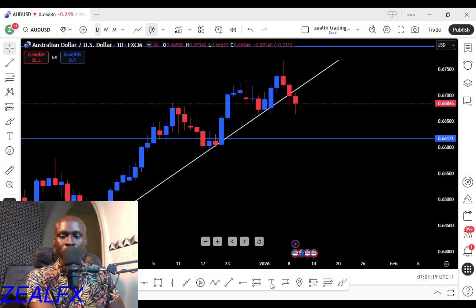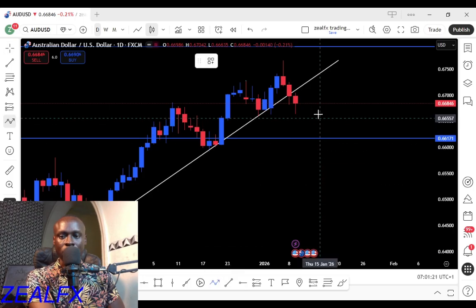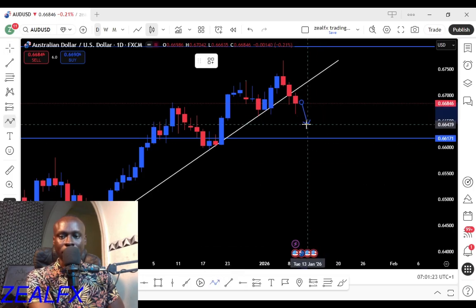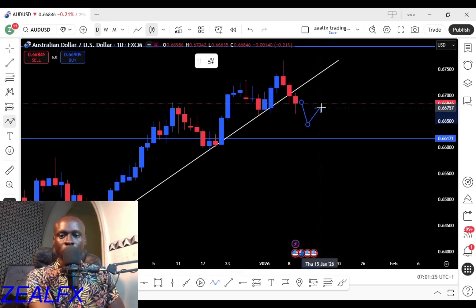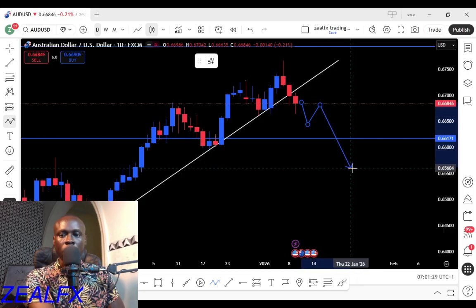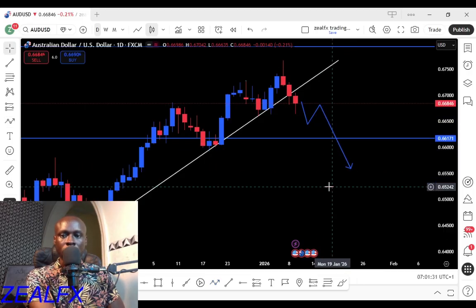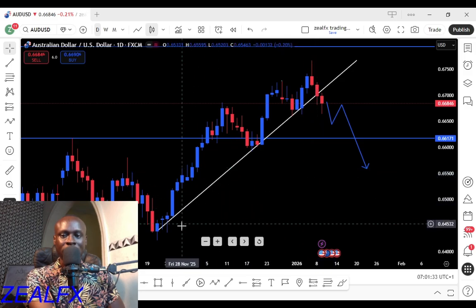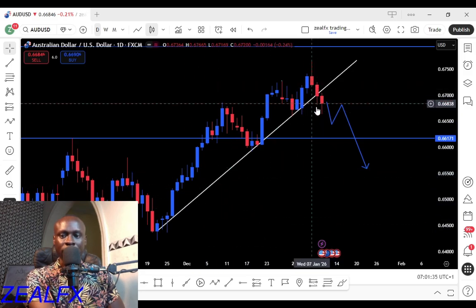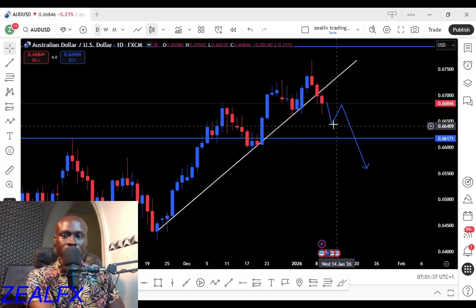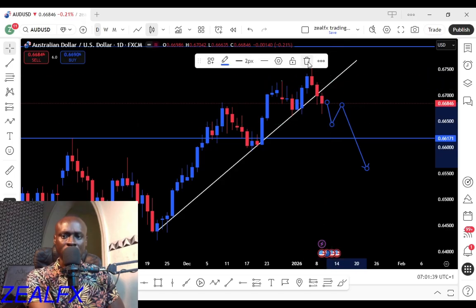We expect price to break out of this neck to confirm the direction. Then we'll start looking for a possible selling opportunity from this level to the downside for the Australia USD. So our daily chart is telling us that price is setting up for a reversal for the Australia USD. Let's confirm this move from the weekly chart.